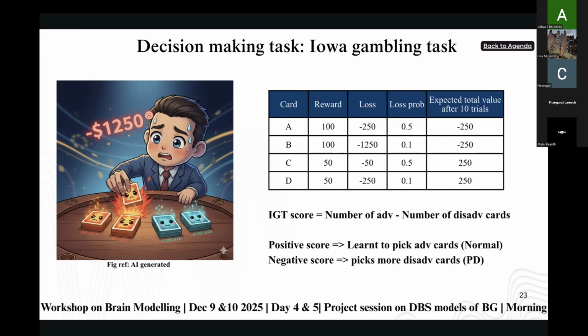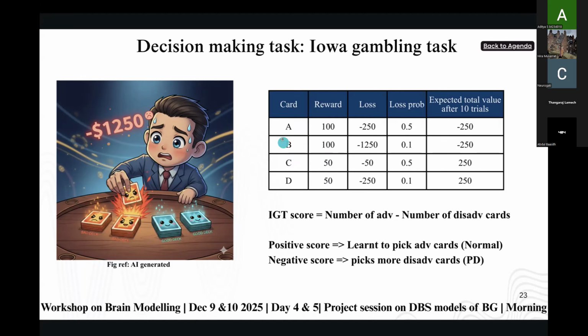The goal of the person is to keep playing and identify which are the good decks. We won't tell them which are the good decks and which are the bad decks. We will only tell them, okay, fine, you play and try to maximize your reward. So how are they bad decks and good decks? It is like this.